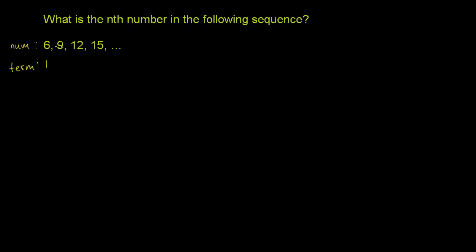So the first term here is a 6. And it looks like we add 3 to that to get to a 9, or maybe there's some other pattern here. So the second term is 9. Then to go from 9 to 12, it looks like we add 3 again. So we keep adding 3. So the third term is 12. The fourth term is 15.